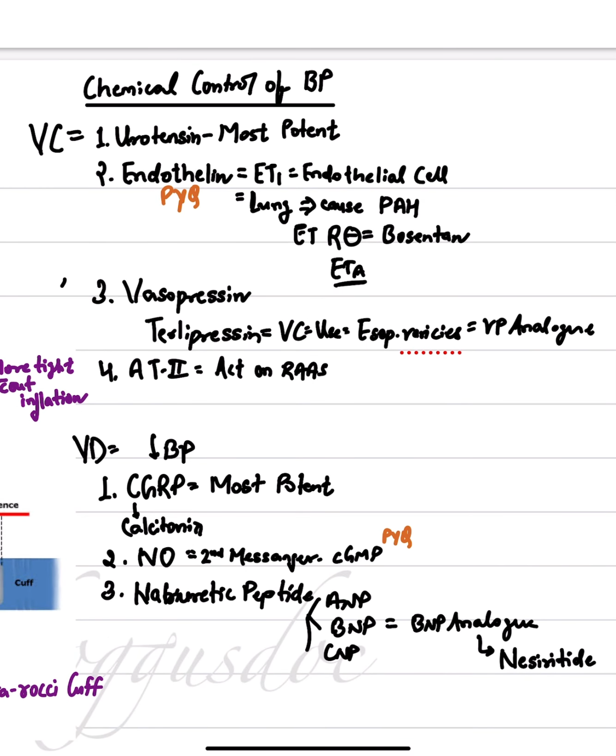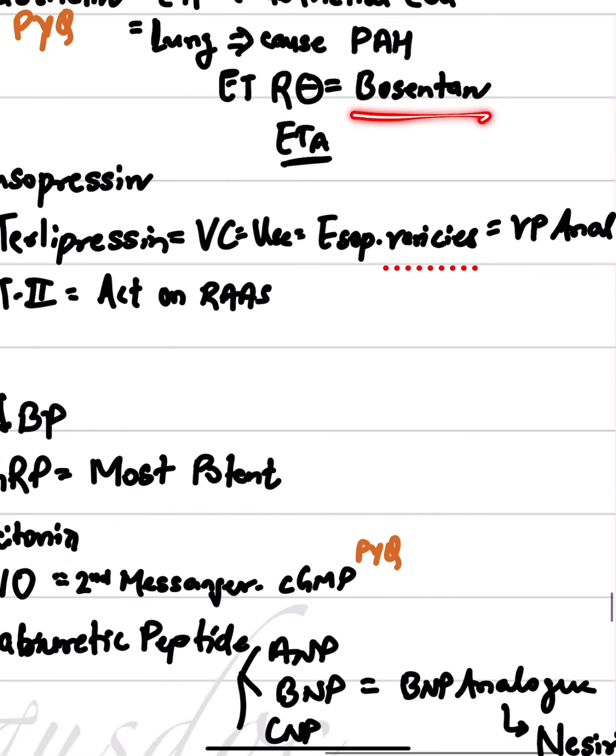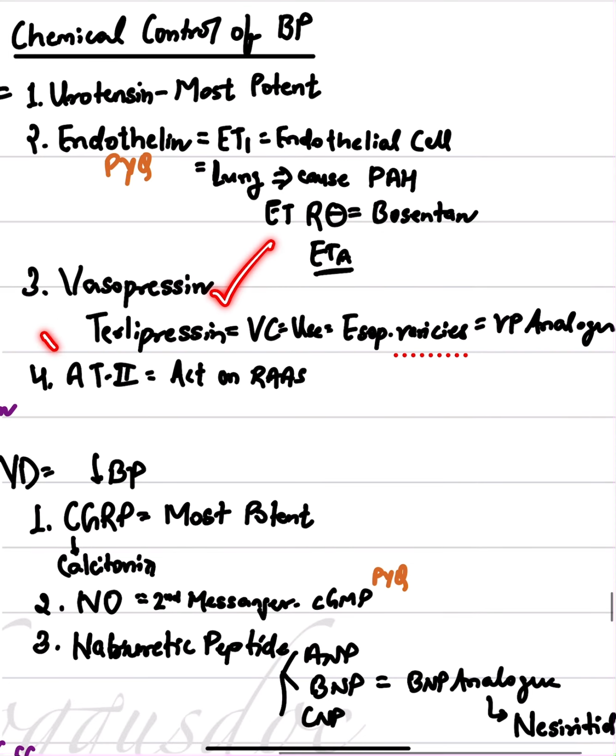The part we have left is the chemical control of BP. There are two kinds. Vasoconstriction by urotensin, which is the most potent, and endothelin, ET1, which has receptors ETA and ETB. ETA is more responsible. In the lung it causes PH, pulmonary arterial hypertension, because it vasoconstricts, and the receptor blocker for this is bosentan.